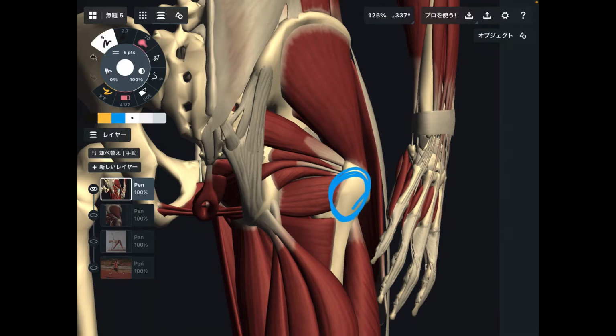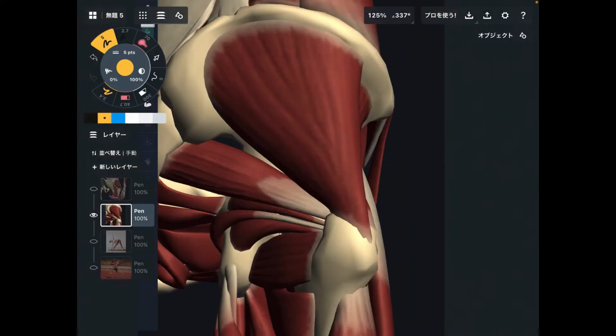This is the greater trochanter. Why am I focusing on the greater trochanter today? Because there are numerous muscles attaching around the greater trochanter. Plus, there are myofascial connections around the greater trochanter. Let's go to a closer view. This is a closer view and slightly profile view, slightly from the lateral view.